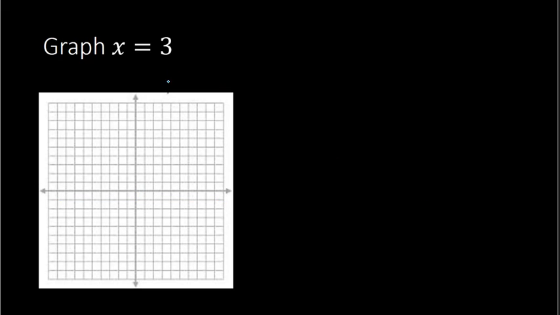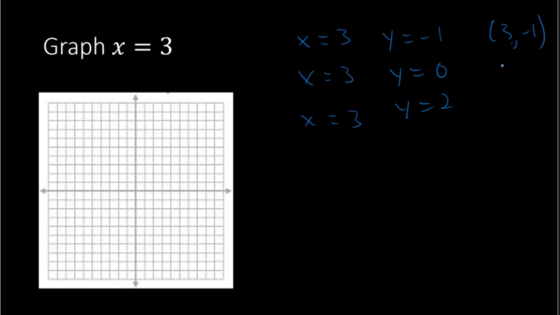Now what if you had x equaling something? Well, same concept. It doesn't matter what y is equal to, because y does not affect x in this case. X is 3 no matter what. So if y is negative 1, x is 3. If y is 0, x is 3. If y is 2, x is 3. So we have all these different points, 3, negative 1, we have 3, 0, 3, 2, etc. No matter what, x is 3.